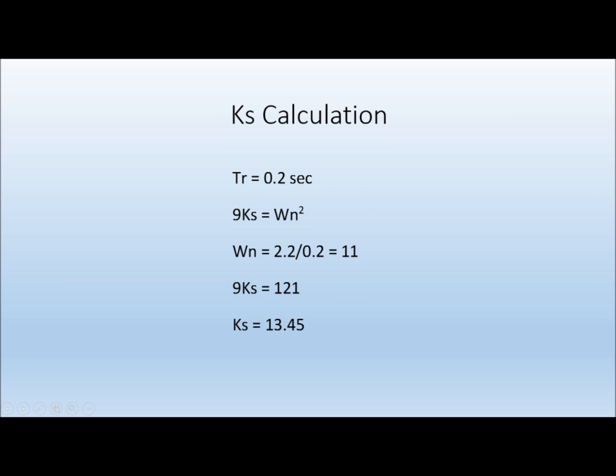For the Ks calculation, it is dependent on the rise time of the system. We chose our rise time to be 0.2 seconds. Ks can be calculated by setting omega n squared equal to the constant term of our transfer function in the denominator. This meant that 9Ks was equal to omega n squared. This gave us a value of omega n equals 11, which gave us a value of Ks equals 13.45.